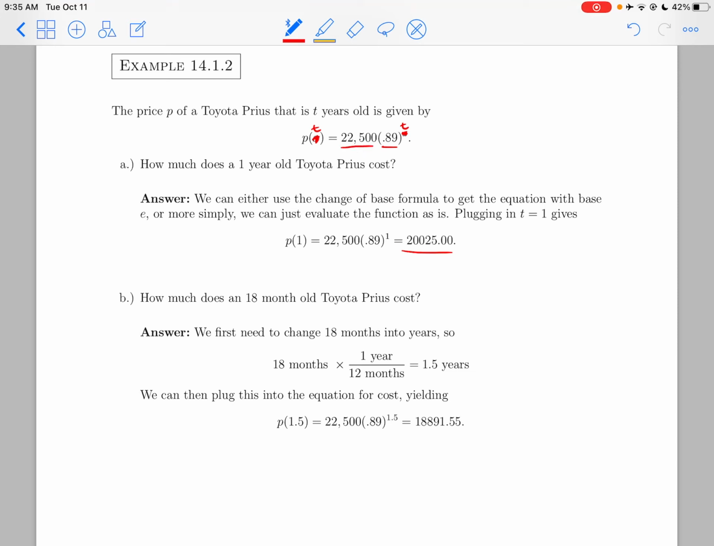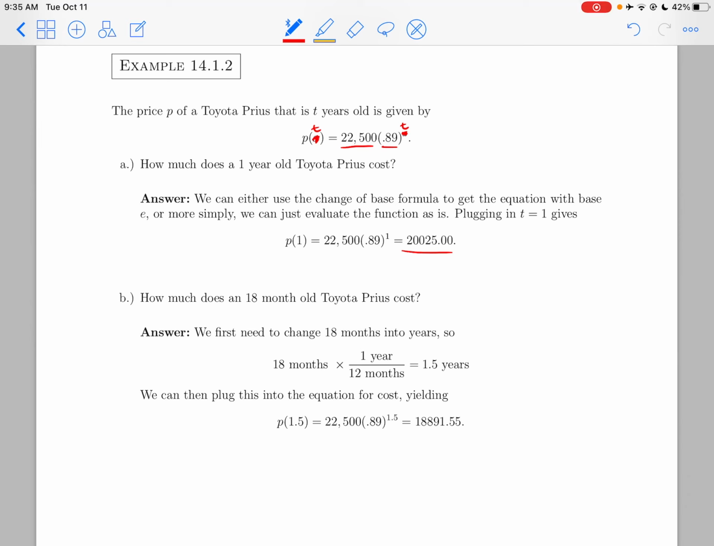Look at our value of P0. When t is equal to 0, so at time 0, the car was worth 22,500. That's how much the car was when it was driven off the lot. After a year, it's worth $20,025. So again, the price of the car has dropped.